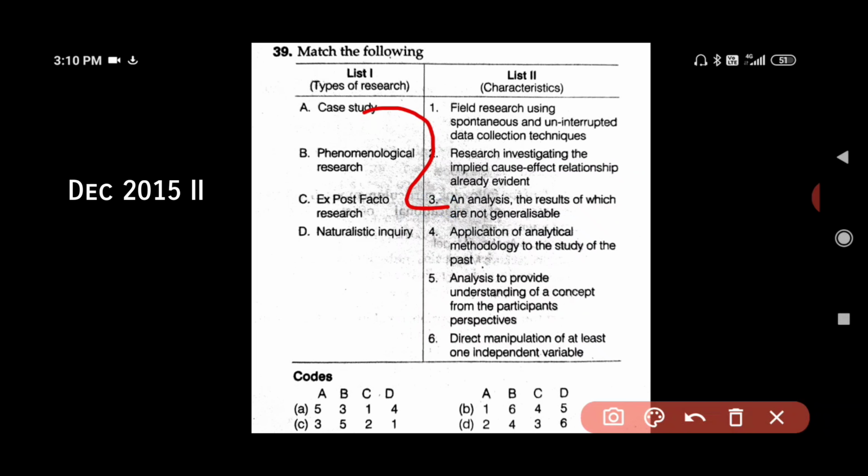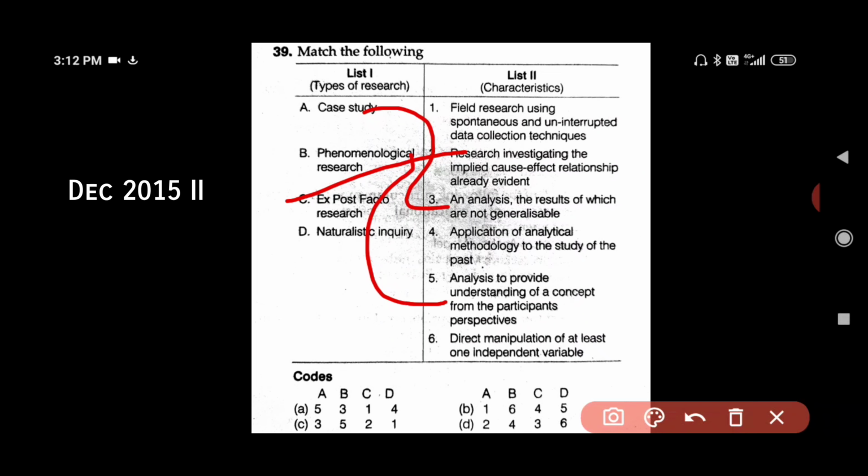Phenomenological research is number 5. An analysis to provide understanding of a concept from the participant's perspective. So we are talking about an experience from the participant's point of view. Ex post facto research. This is the research investigating the implied cause and effect relationship already evident. It has already happened, okay?